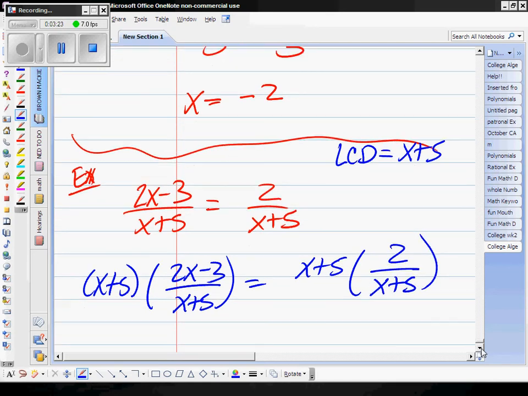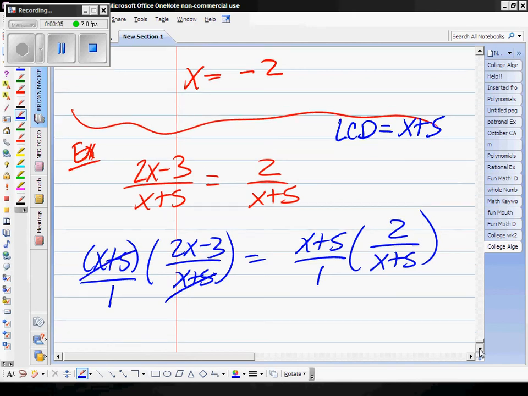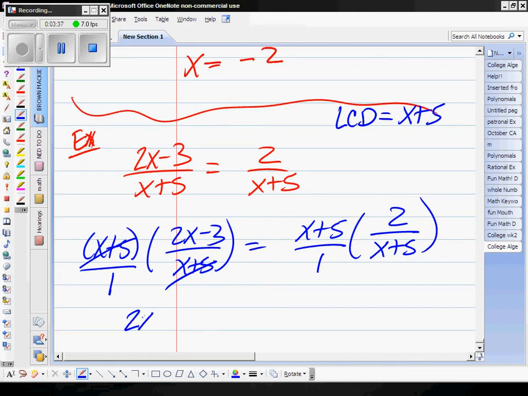Now the reason why we're doing that is, again, to eliminate these denominators. So that's over 1, and that's technically over 1. So x plus 5 cancels out with x plus 5. So that should leave me with 2x minus 3. Then this x plus 5 and this x plus 5 cancel out. So that leaves me with equals 2.